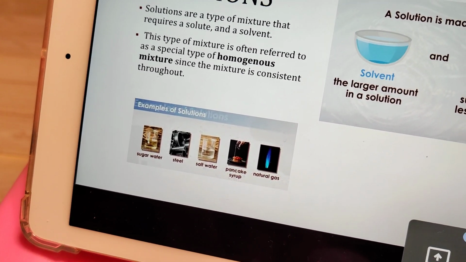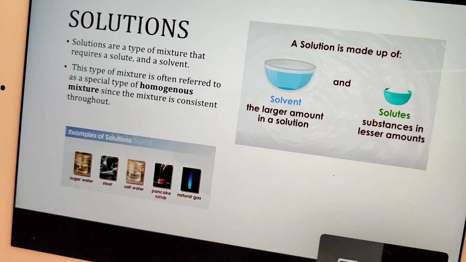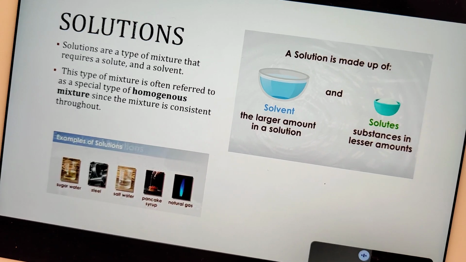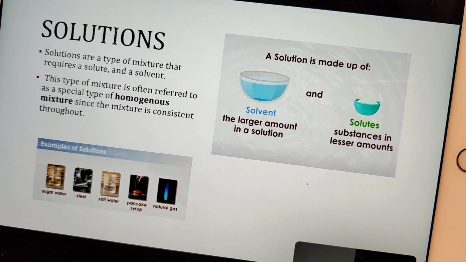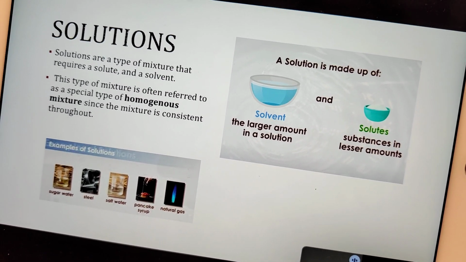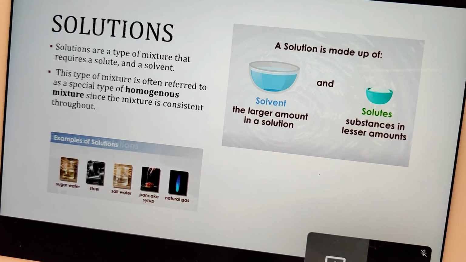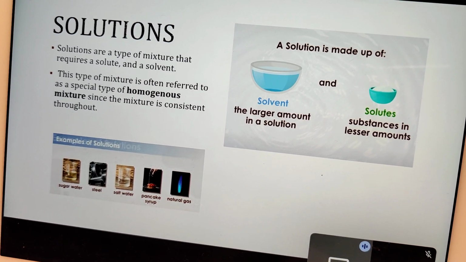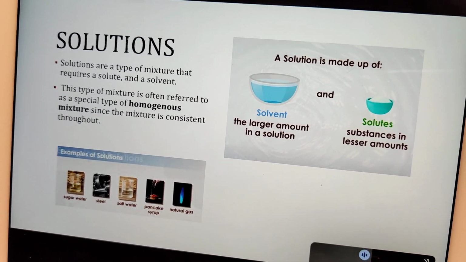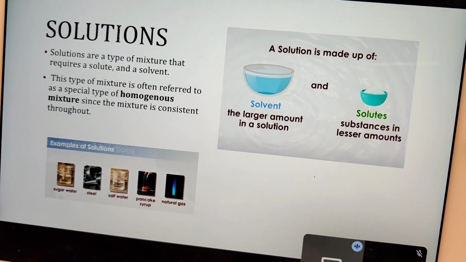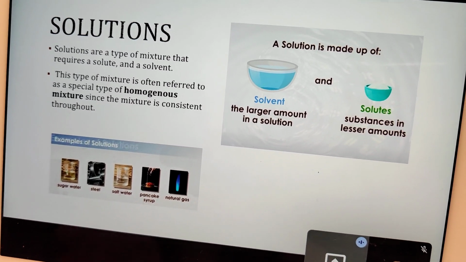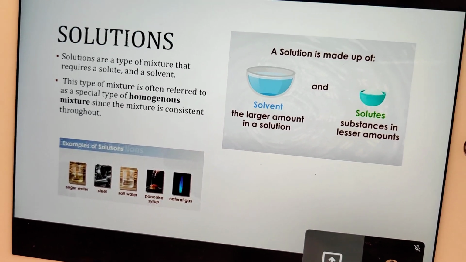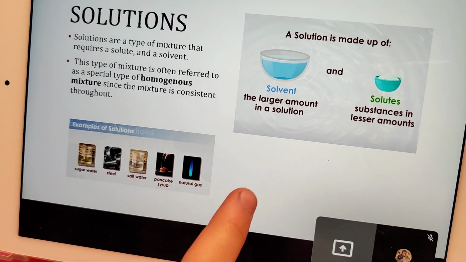Steel, salt water, pancake syrup, natural gas. I also have some questions about this. I will ask Olympiad how they define solutions, because on the internet I found a lot of different information and some of it is not the same, so I will have to come back to you guys about this definition also. But just remember, a solution is also a homogeneous mixture. It's totally the same. Go ahead.